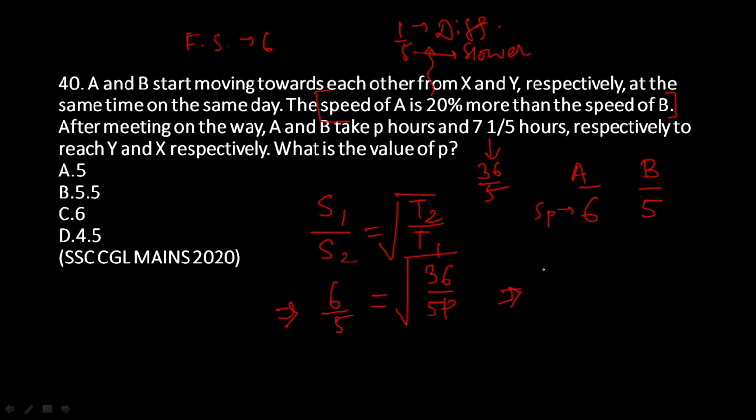We have to square it on both sides. So 36 by 25 is equal to 36 by 5p. So 36 is gone, and 5 fives are 25. So p is equal to 5. I hope this is clear to you. This is a simple question. We just have to remember this formula. I will discuss how it is made later in a video in the Concept Carnival section.